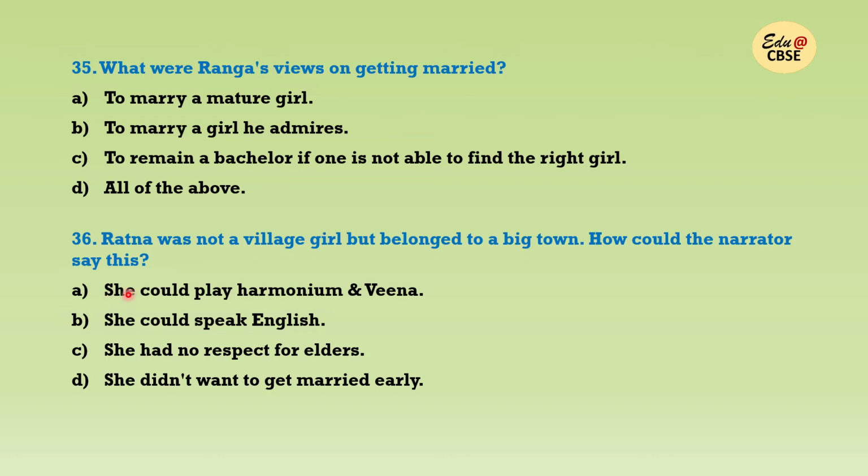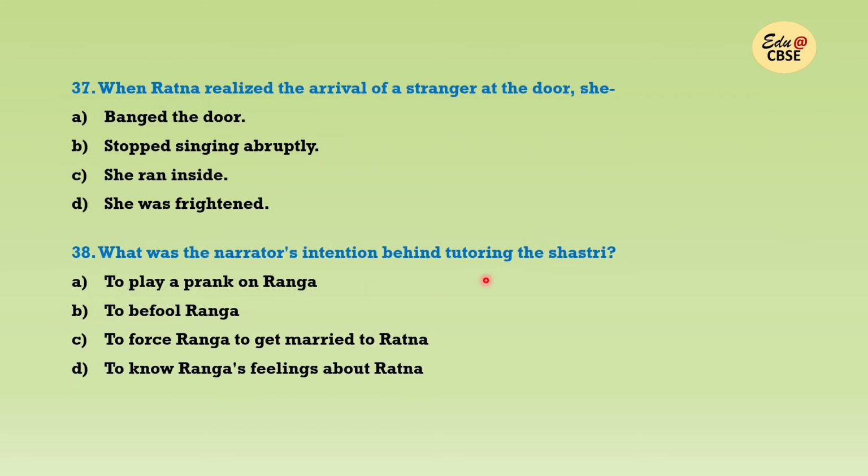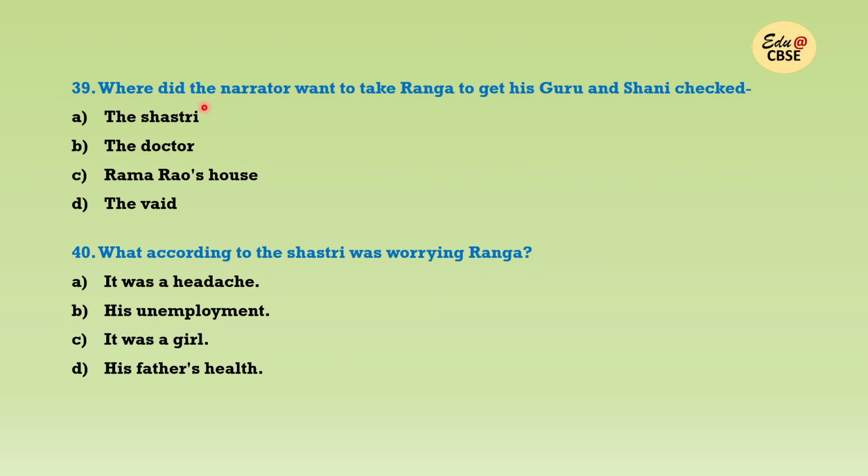Then 36th, Ratna was not a village girl but belonged to a big town. So how could the narrator say this? Then 37th, when Ratna realized the arrival of a stranger at the door, what did she do at that time? Next one, what was the narrator's intention behind tutoring the Shastri? Then 39, where did the narrator want to take Ranga to get his Guru and Shani checked. Then 40th, what according to the Shastri was worrying Ranga.